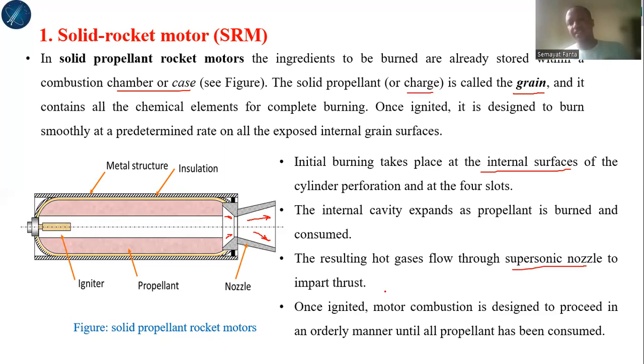So once ignited, the motor combustion is designed to proceed in an orderly manner until all the propellant has been consumed. One thing we must understand in a solid propellant rocket: once the solid propellant is ignited, it will not terminate. We cannot stop it. It will go on continually till the end. So that is a safety aspect, and restarting the engine is not possible. That is the drawback of this solid propellant rocket.